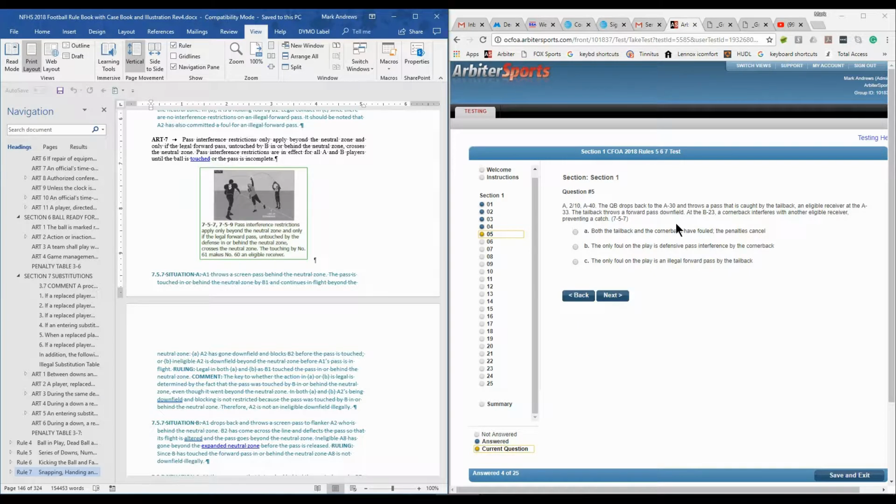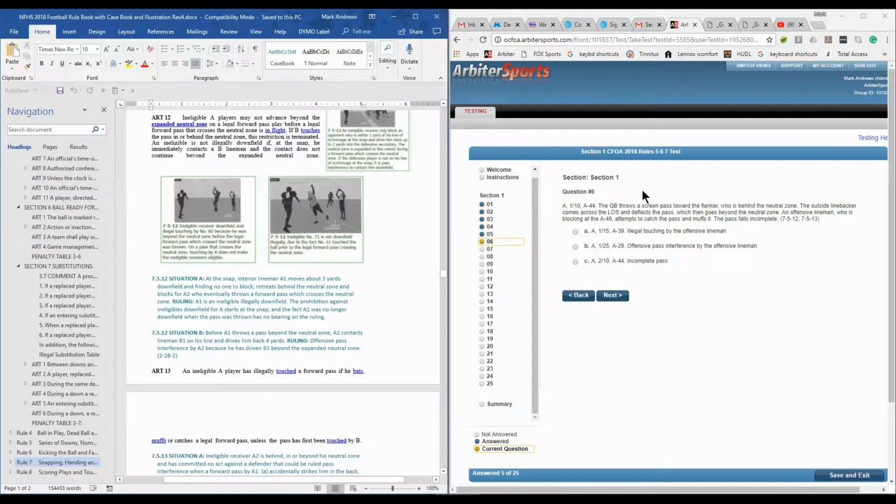So we know that we can't have a pass interference call on an illegal forward pass. So the answer is C. The only foul on the play is an illegal forward pass by the tailback.